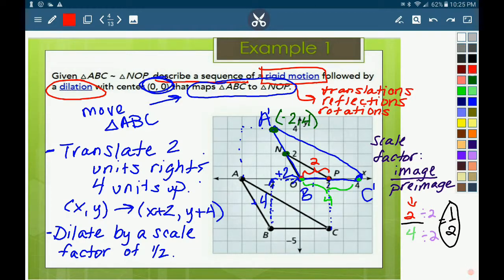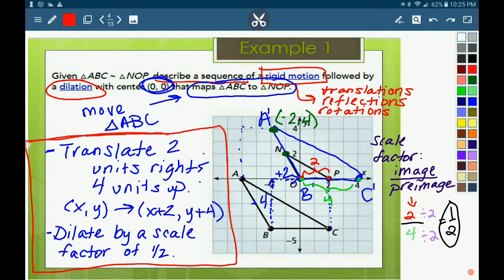This description right here that we wrote, this is the proof. If you need to prove that 2 triangles or 2 figures are similar, you need to write a series of transformations. We have 2 different transformations here, translation and dilation. That is the proof. That proves why these 2 figures are similar.